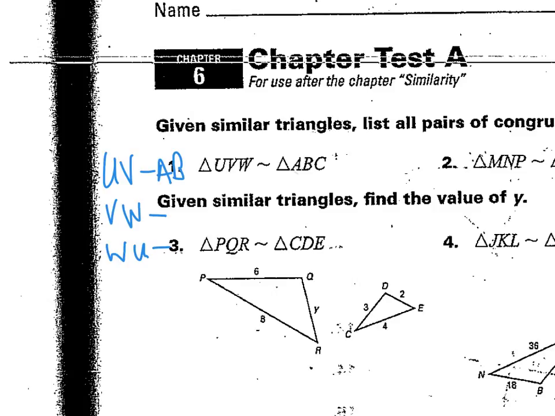To list the angles, that's even easier. Again, we just go by letters. So who's in the first spot here? It's U. Who's in the first spot over here? It's A. So I'm going to say angle U and angle A.